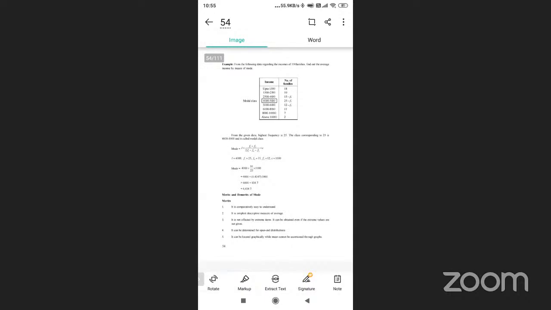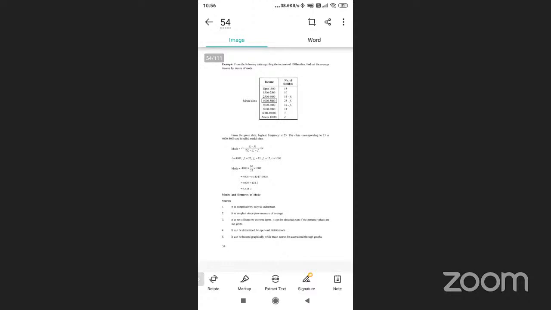Hello sir, I have one query regarding the frequency in the same problem. If the frequency of the mode is at the first or last position instead of the middle, then what should we take as f1 and f2?